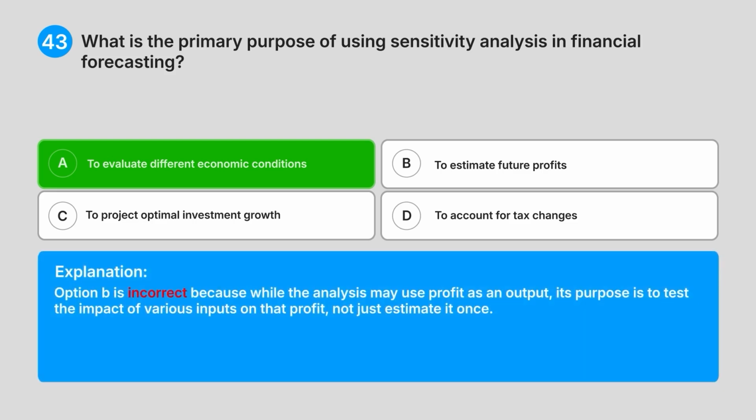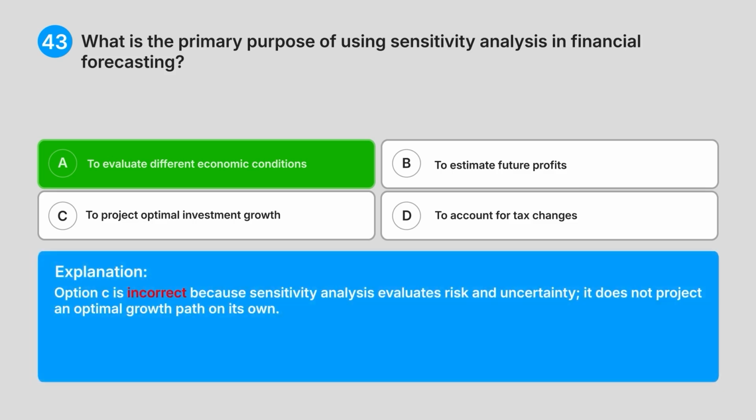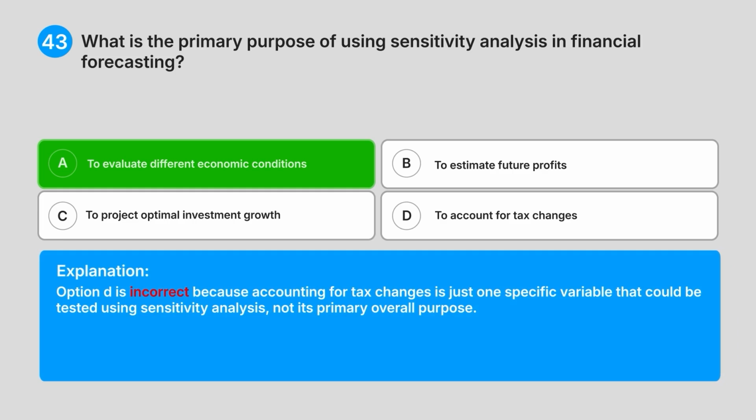Option B is incorrect because while the analysis may use profit as an output, its purpose is to test the impact of various inputs on that profit, not just estimate it once. Option C is incorrect because sensitivity analysis evaluates risk and uncertainty. It does not project an optimal growth path on its own. Option D is incorrect because accounting for tax changes is just one specific variable that could be tested using sensitivity analysis, not its primary overall purpose.